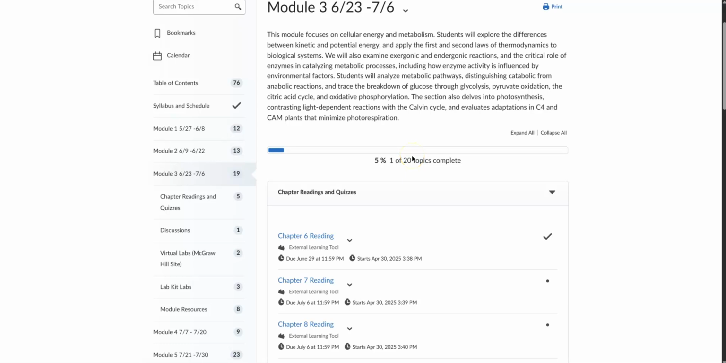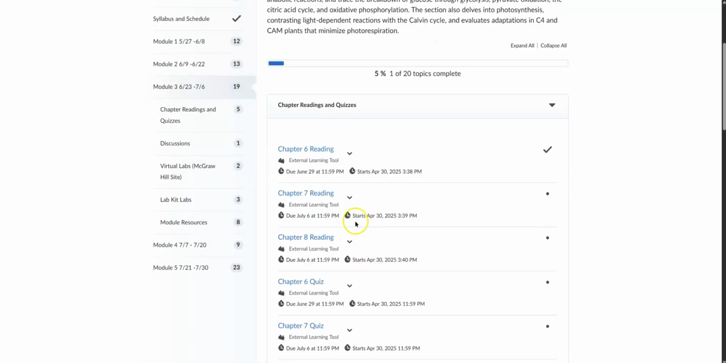Hi everyone, we are now in Module 3 and we're going to go over the lab kit labs that you have to do for Module 3. This module is all about metabolism and different reactions like anabolic and catabolic reactions and redox reactions that eventually lead you to understanding about cellular respiration and photosynthesis. So that's kind of what's covered in the readings.